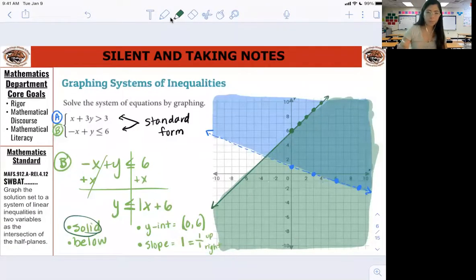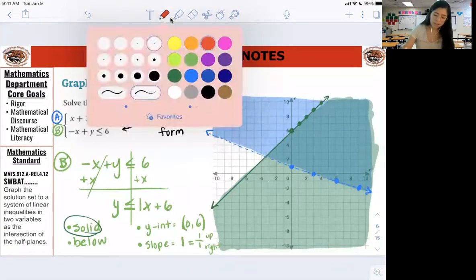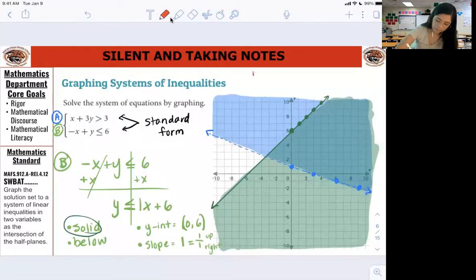Can anyone give me a point that is in the solution? (3, 9). Good. (3, 9) is right on the green line, right? It's on the solid line, so it is in. I'm also seeing (8, 4). (8, 4) is also in my shaded region. Good, (8, 4) is in.